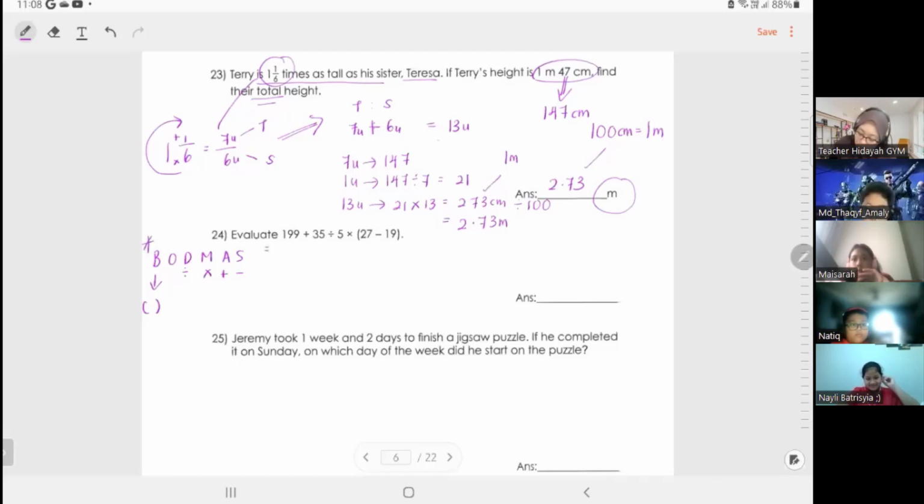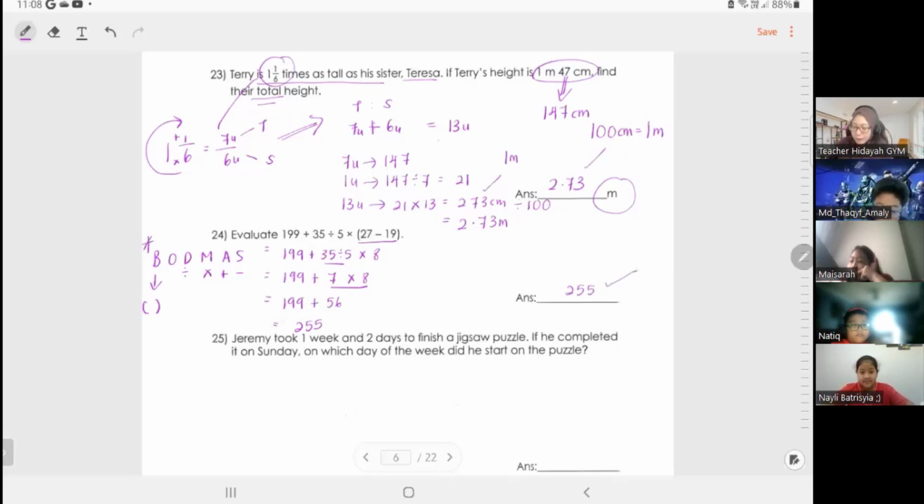So I'm going to evaluate this. I'm going to do the bracket first. 27 minus 19, so rewrite everything first. Plus 35 divided by 5 times, this one is 8, like that. Next, I have division and then times, so you do whichever comes first. So it's division. Between divide and times, divide comes first, right? So 199 plus 7 times 8. Then between addition and multiplication, you do this one first. Like this, equals 255. That's the answer.